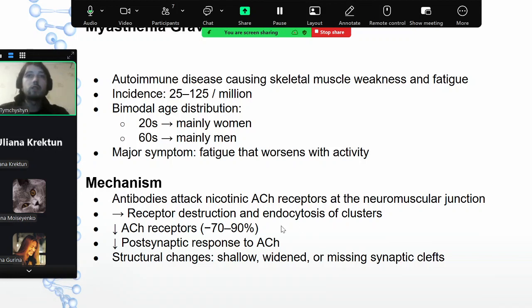The result, of course, is receptor destruction and endocytosis of clusters. If receptors are destroyed, the number of acetylcholine receptors will go down, and you will have a much lower postsynaptic response to the acetylcholine. So that's no good, and you just cannot get enough of the signal to tell your muscle fiber to twitch or do something useful. It is seen even as structural changes: synaptic clefts are getting shallow, widened, or even missing.